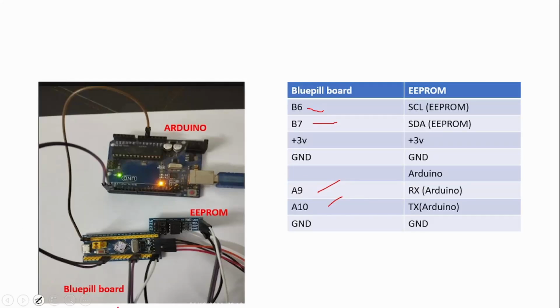In this image you can see my actual photograph of my setup, and I'm going to display this also while I'm running this. So this is the EEPROM, this is the Blue Pill board, this is the Arduino. The 4 wires are connected between this Arduino and the UART. Okay, so these are the connections.